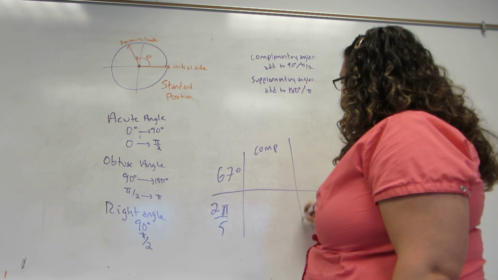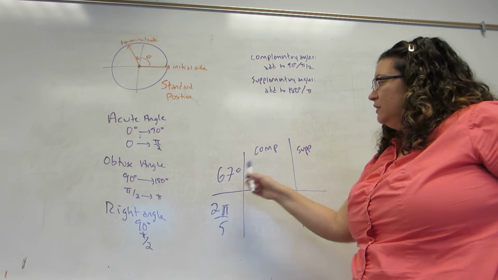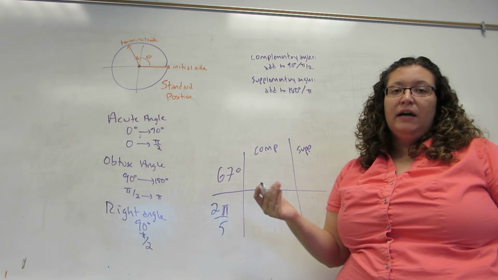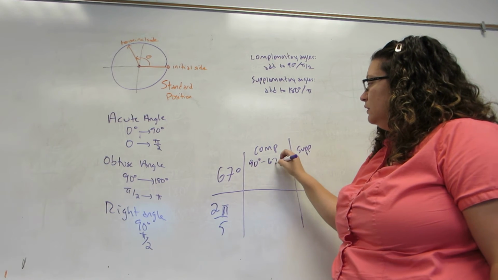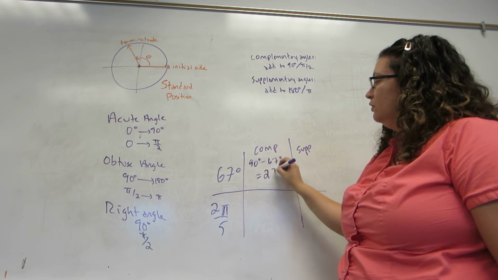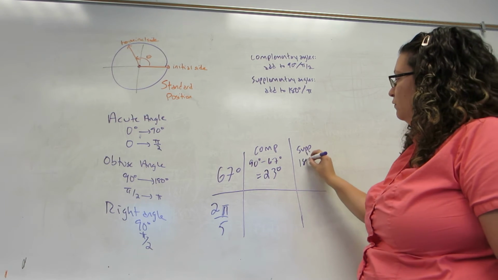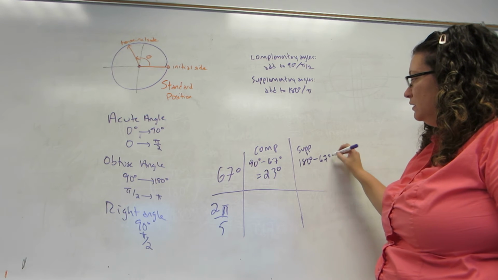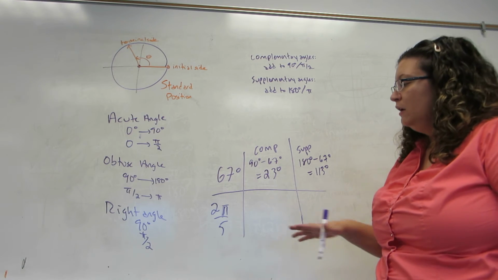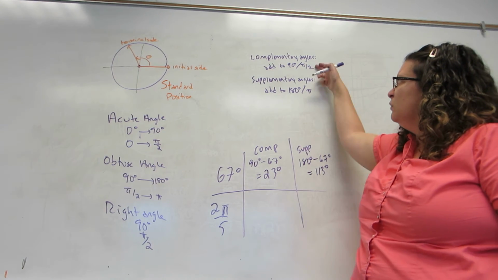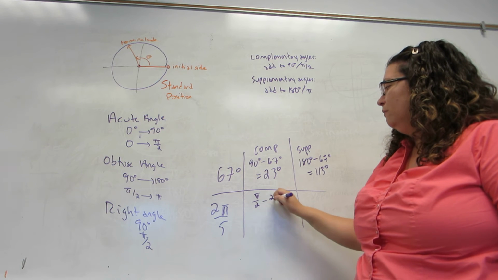Okay. And I want a complementary and a supplementary angle for both. Now, 67 degrees, in order to add to 90, I'm looking for the angle that is 90 minus 67 degrees, or 23 degrees. In order to find the supplementary angle, I'm looking for 180 minus 67 degrees, which is 113 degrees.